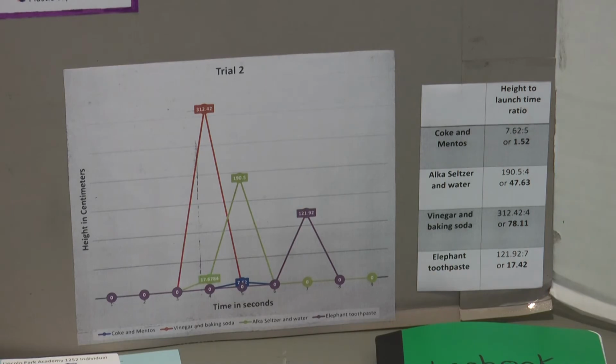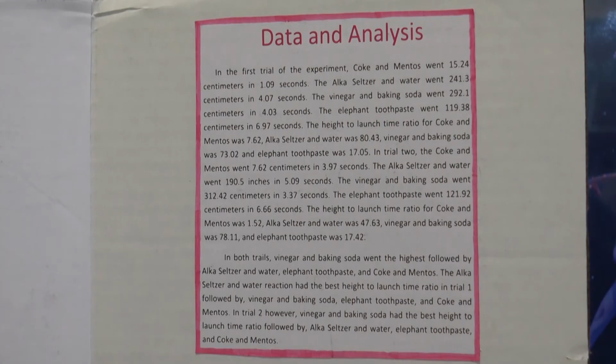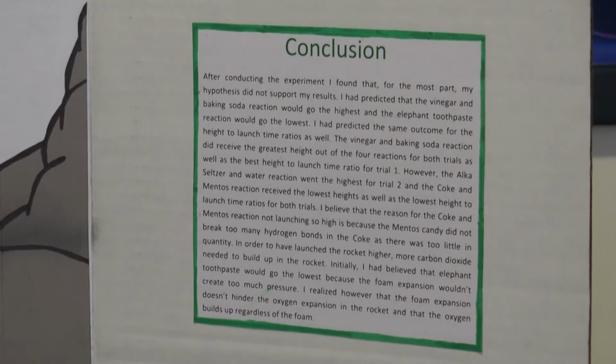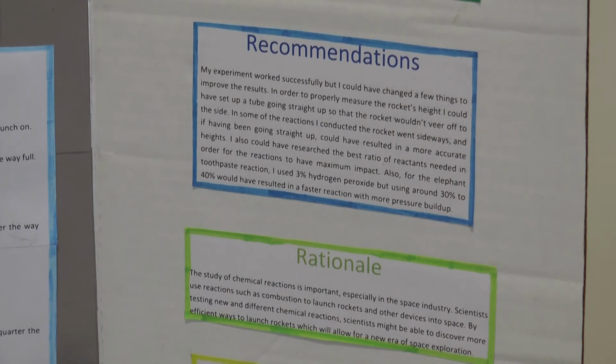And elephant toothpaste is different because it has a multiple reactants to multiple products type of reaction, in which you have to use yeast and water and react them with hydrogen peroxide and soap, and they cause an oxygen expansion as well as a foam expansion. The oxygen is trapped inside the foam produced by the soap.